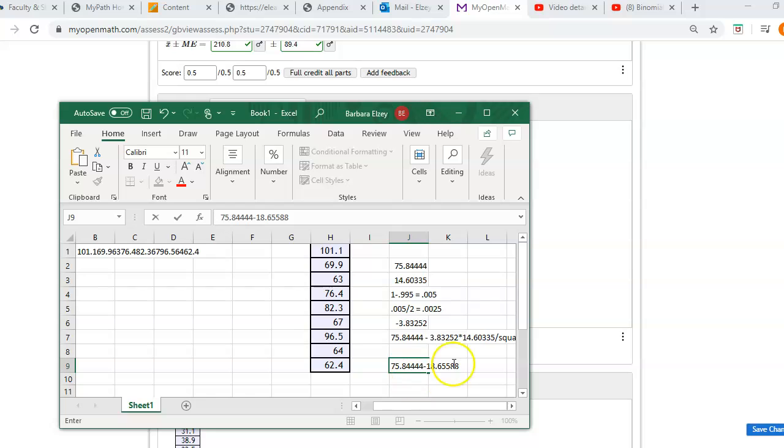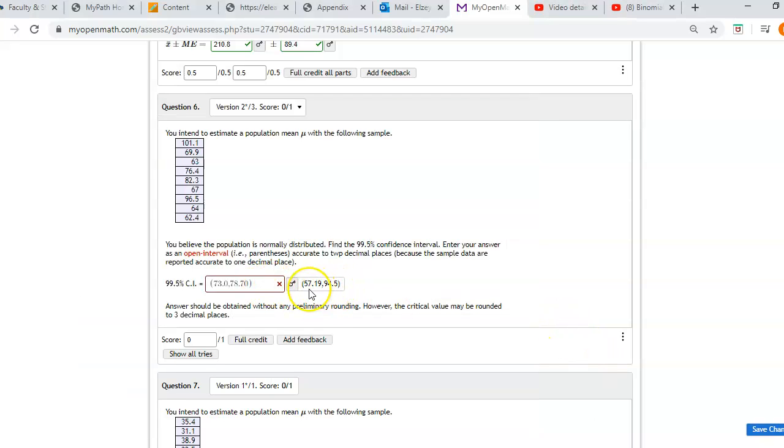Okay, so of course we also are going to do the plus here, but rather than writing it twice, I'll just go ahead and put it in my calculator as 75.844 minus 18.65588 first. And if I round what I get to 2 decimal places, that's going to be 57.19. And then I'll do the other half, 75.8444 plus the 18.65588. And again, if I round to 2 decimal places, it'll be 94.50. And of course, if we look back here, that's exactly what they have as the answer.